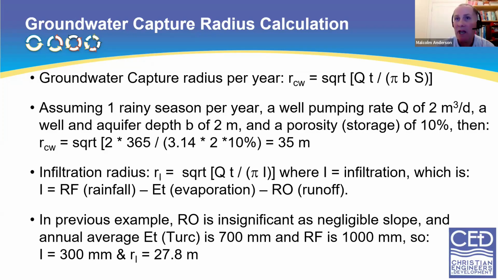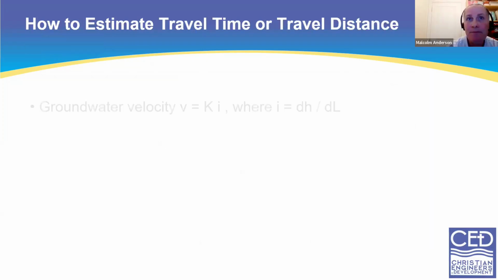So that's very similar to the capture radius. If there's insignificant flow across the site, that rainfall will be replenishing that well within that 35 meter radius. So that means, again, if any hazard is at 70 meters, I'm reasonably in the clear. But ideally, I want to be side gradient or up gradient from the hazard.